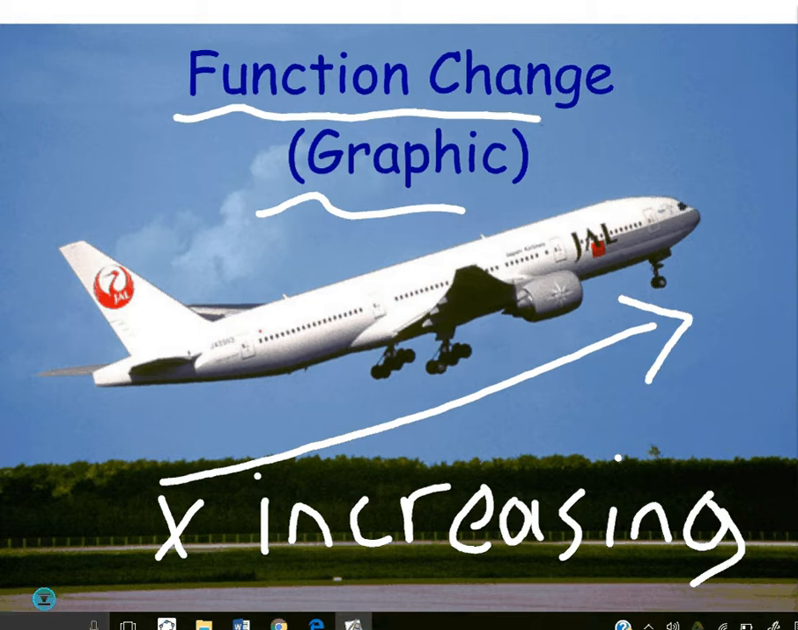If y is going down, then we're going to say it's decreasing. If y is going up, it's increasing. What about parallel? If it's flat, there's a couple ways you can say. I like to say the change is constant. In other words, there is no change in y. It's constant.